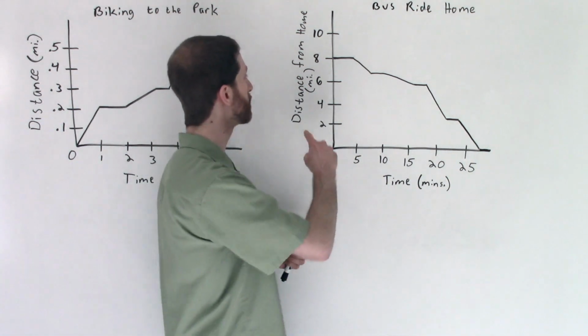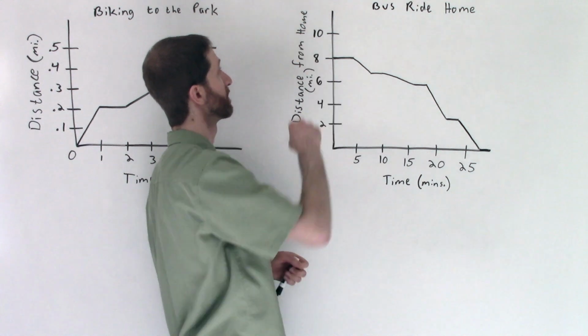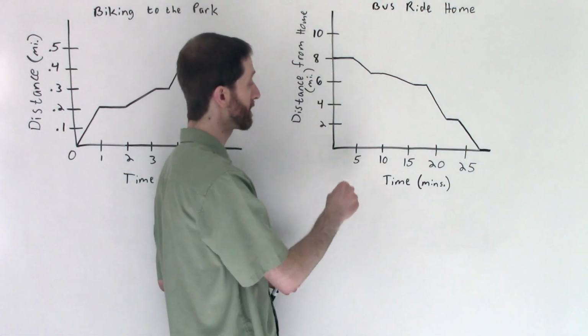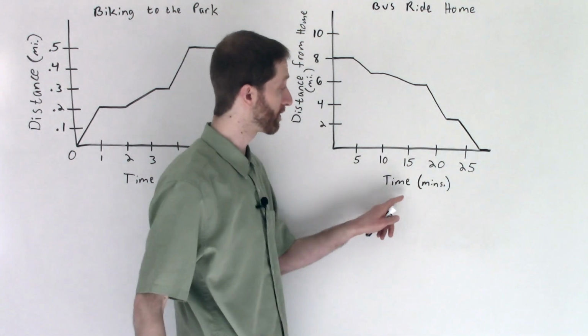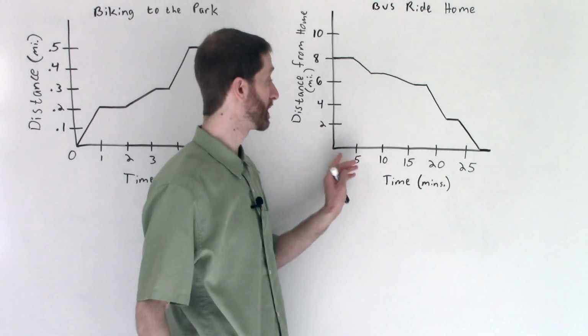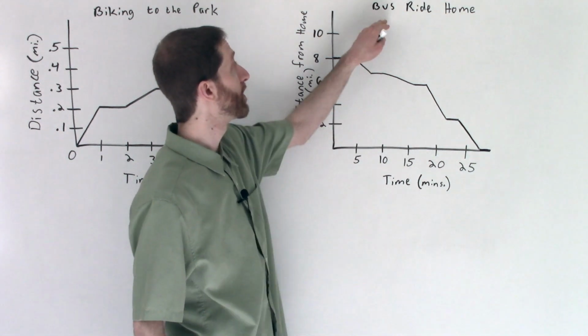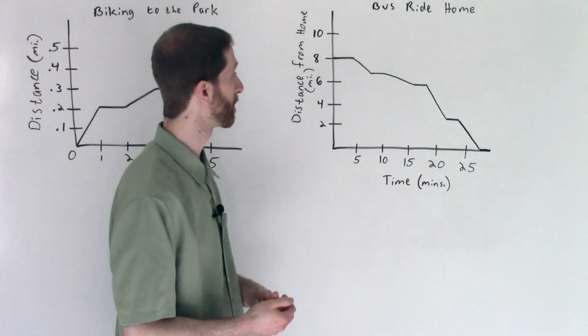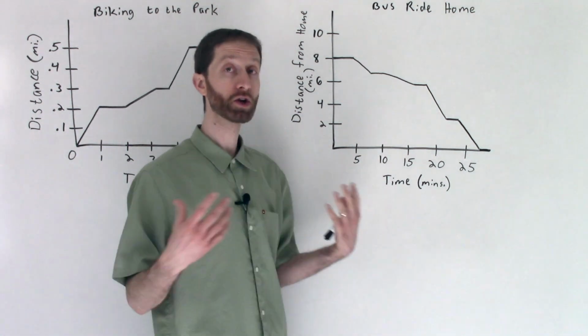Okay, so you've got on the vertical axis here the distance you are from home, and that is measured in miles, 2, 4, 6, 8, and 10. And then on the horizontal axis, you have the time that you've been traveling in minutes, in increments of 5 minutes. And then the title tells you this is a bus ride home. Maybe we're going from school, maybe we're going from the mall on a public transit bus, who knows?